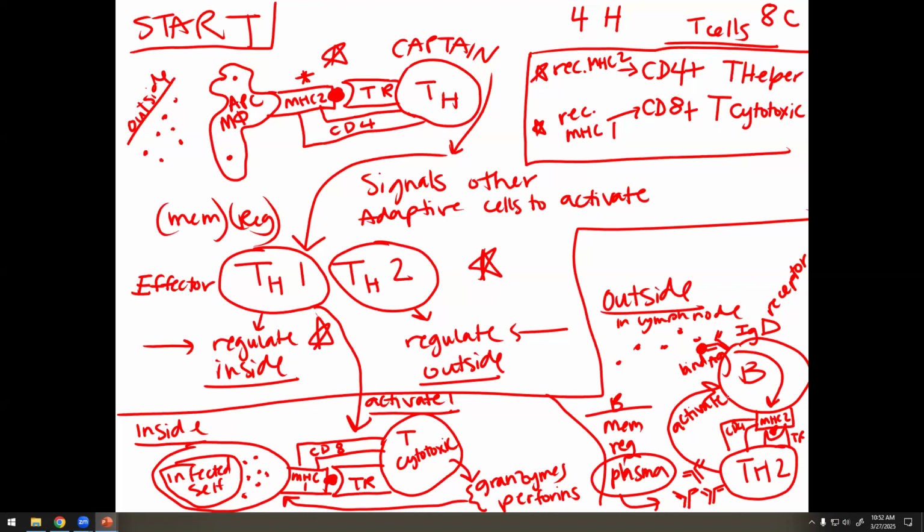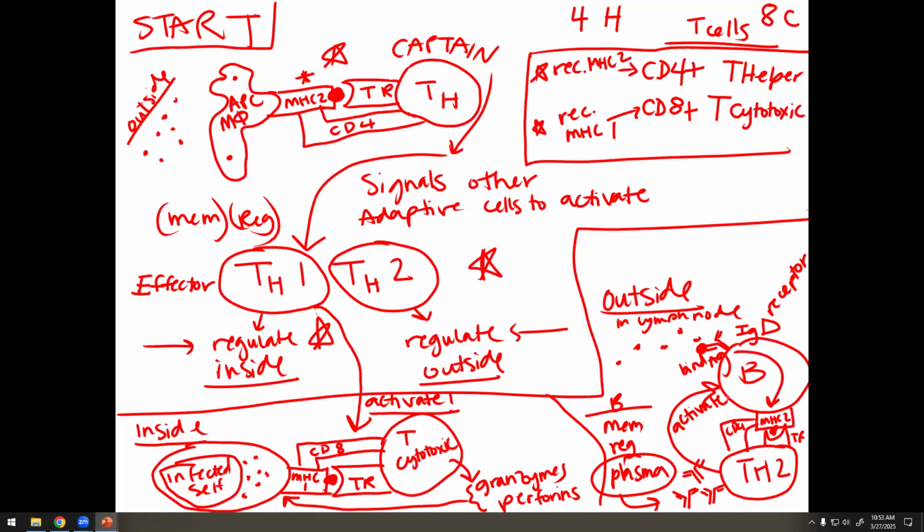So those Th1 and Th2 are going to mediate how much outside and how much inside response you need. If you don't have an inside infection, your cytotoxic T cells aren't going to be engaging with CD8 and their antigen, and you won't need Th1 to mediate that. But if you have an outside infection, you still need an antibody.